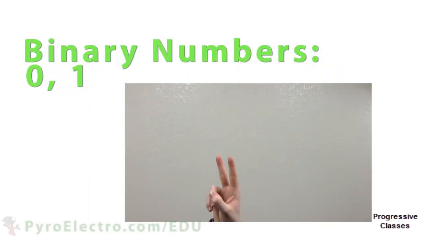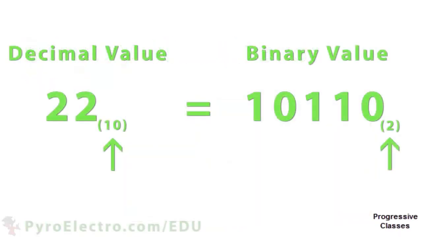However, where the decimal number system consists of 10 numbers, 0 to 9, the binary number system consists of only 2 numbers, 0 and 1. So we call this a base 2 number system. For a quick example, the two numbers on the screen represent the same value, 22. But each number is displayed in a different number system: decimal, represented by the subscript 10 in parentheses, and binary, represented by the subscript 2 in parentheses.